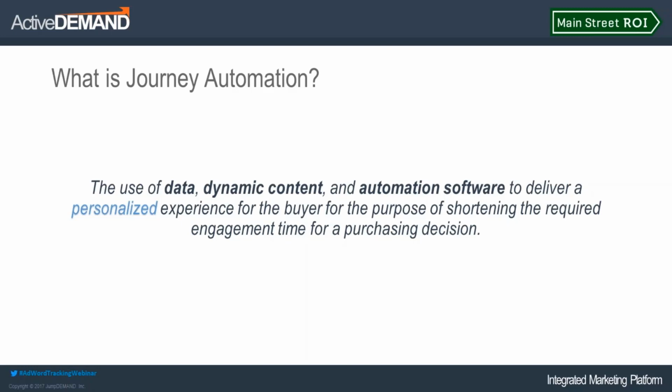One is journey automation. The concept is to use data, dynamic content, and automation software to personalize or adapt the assets to the individual based on behavioral segmentation, things that the prospect has done, and using this data to contextualize what's presented to the user to, again, help them with the buying process. Next slide.